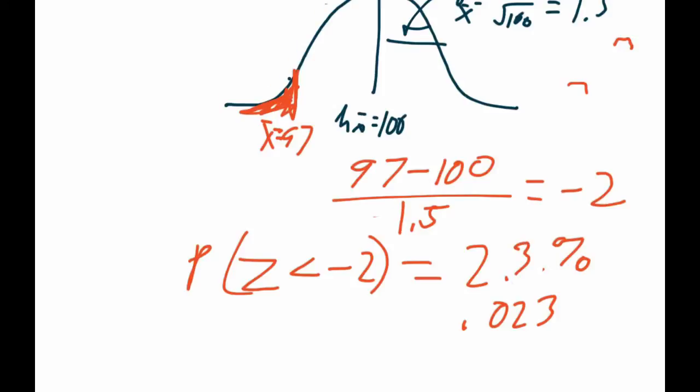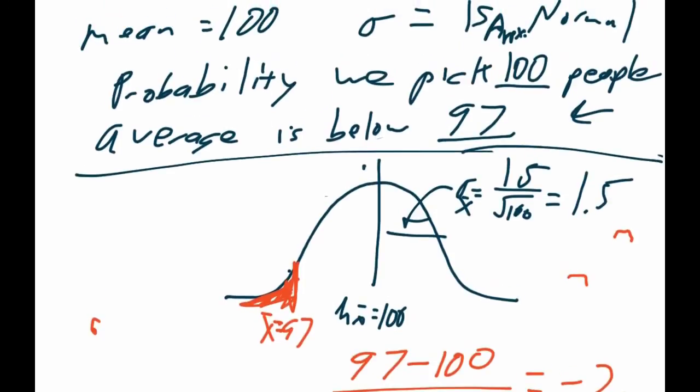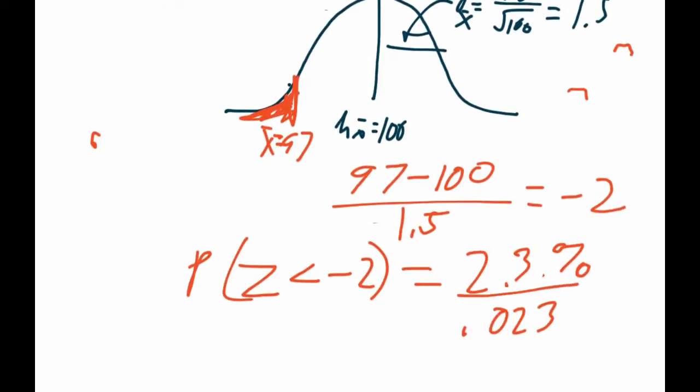And so what you notice is that in this problem, 97 was only 3 below, but we had a very small percentage because we picked more people. On the last example, we had less people, so it was easier to get an average farther away from the mean. And that's going to be it for this particular lesson.